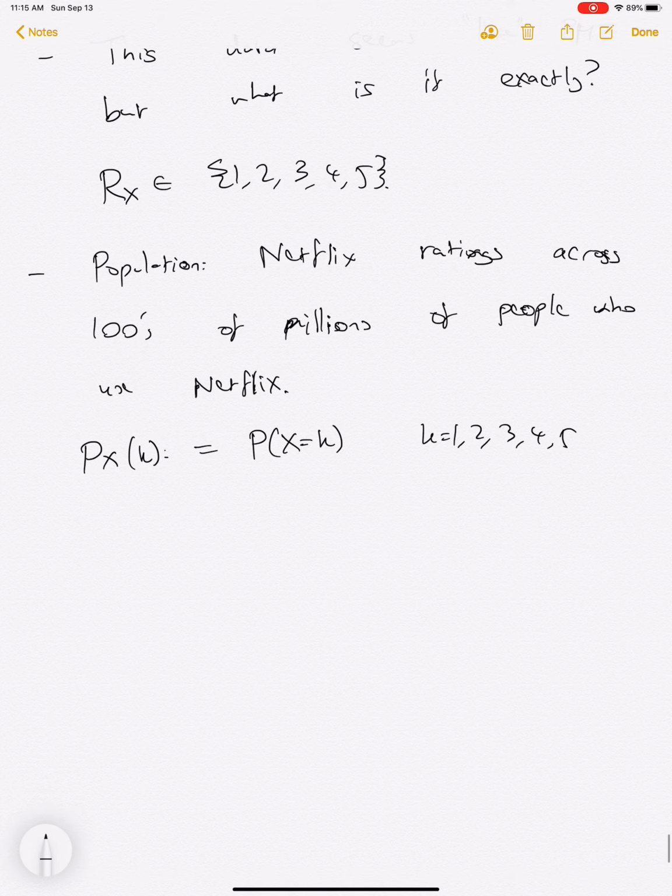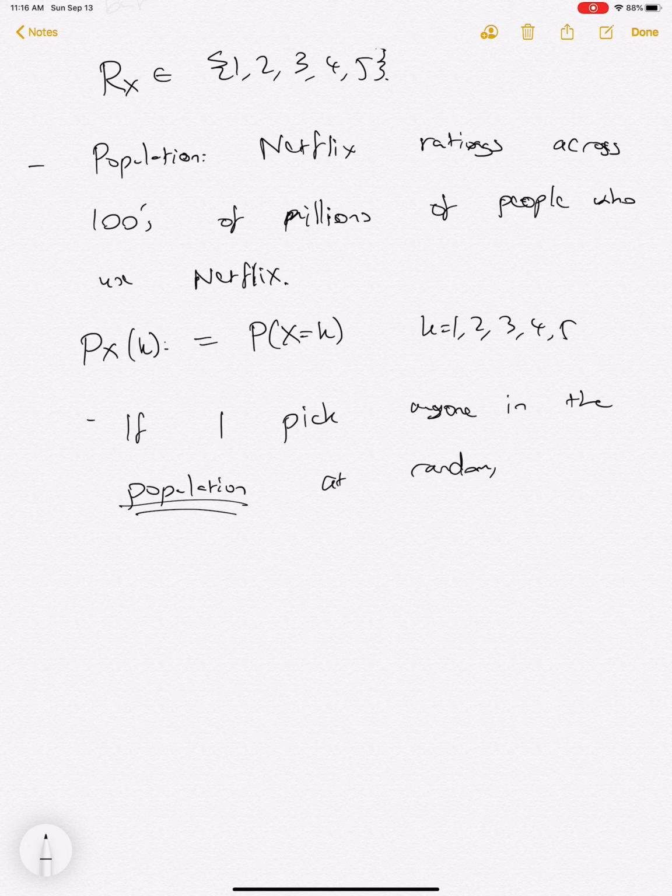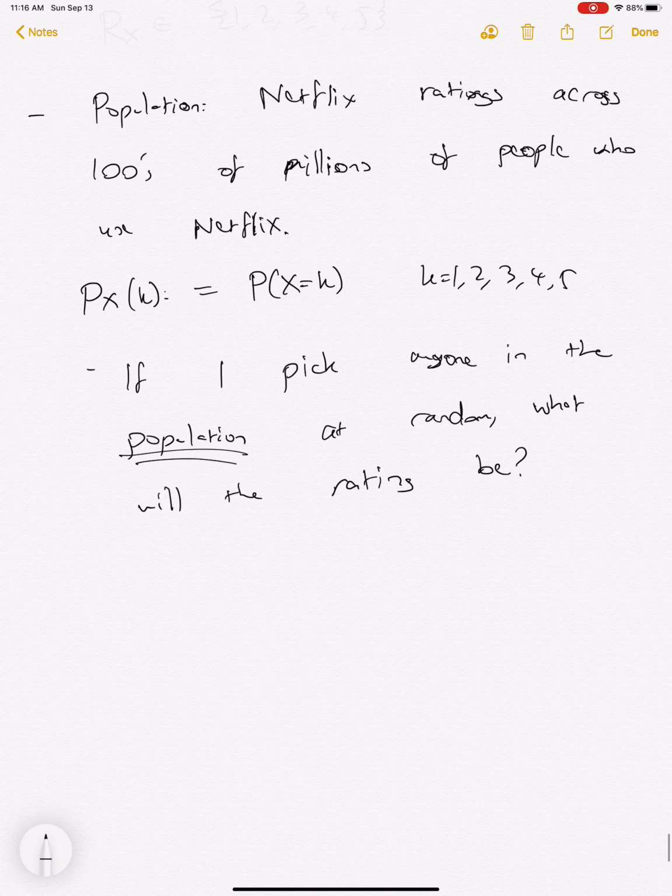And that's really looking at the question: if I pick any one person in the population at random, what will the rating be? Okay.